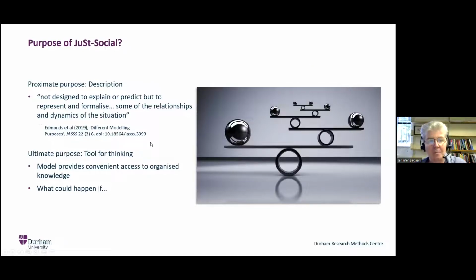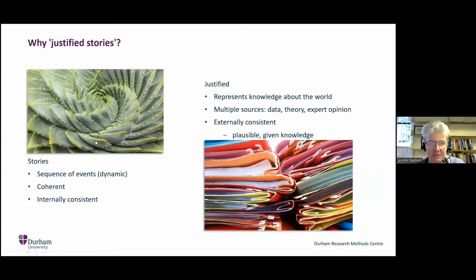So, as a modeler, the purpose of this social model is kind of descriptive. It's not really designed to explain or to predict, but to represent the systems and the relationships and dynamics of the situation. But ultimately, it's a tool for thinking. So the model provides a convenient access to organized knowledge. You start with, this is how we think the world works, put that in a model, and then the model tells you the implications of that. It doesn't tell you anything you didn't put into the model in the first place. It tells you the implications of your understanding of the world, and says, well, what would happen, or what could happen really, if our assumptions about how the world works are correct, and this particular situation changed.